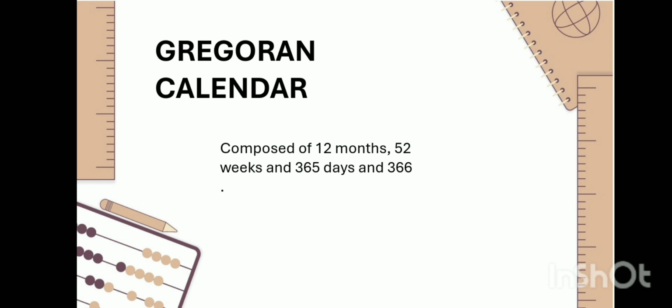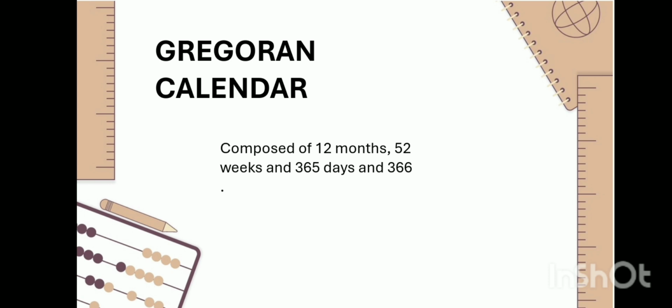The Gregorian calendar was named after Pope Gregory VIII for the reason that the Julian calendar assumed incorrectly that the average solar year is 365.25 days long, and for the Christian churches to calculate the day of Easter. The Gregorian calendar is composed of 12 months, 52 weeks, and 365 days, and 366 for the leap year if the year is divisible by 4, except for years that are exactly divisible by 100.